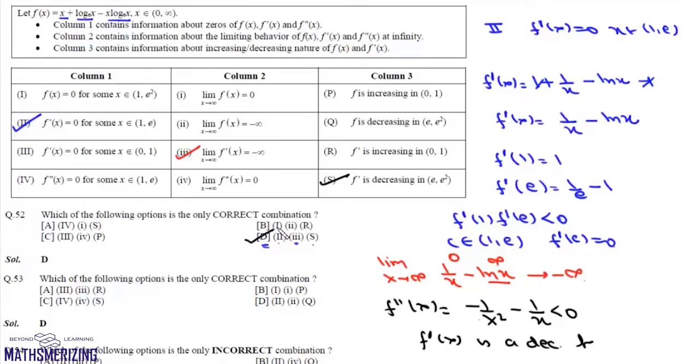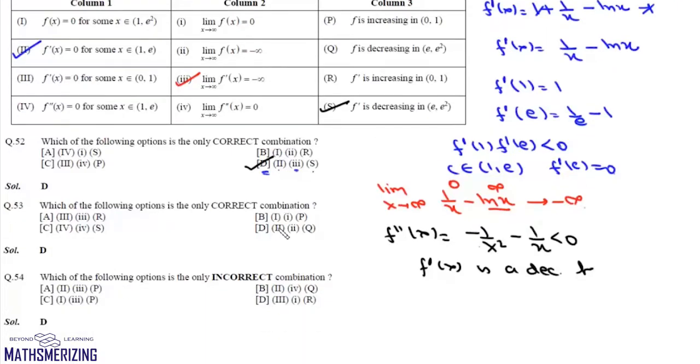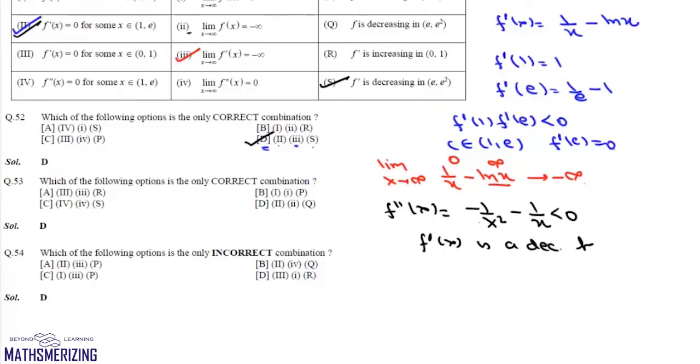Now the next one is, which of the following options is the only correct combination? Now this is second, and q. Second we have already proved. Now we look at this second. Limit x tends to infinity f(x). So we'll find this limit x tends to infinity f(x), and this is limit x tends to infinity x plus log x minus x log x.